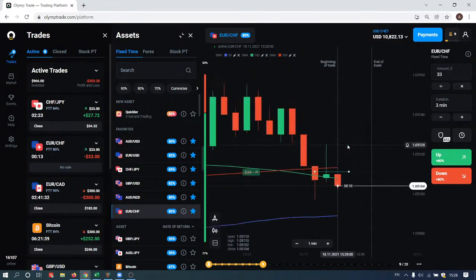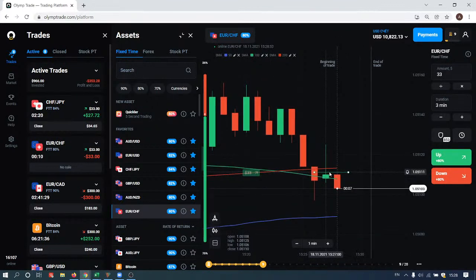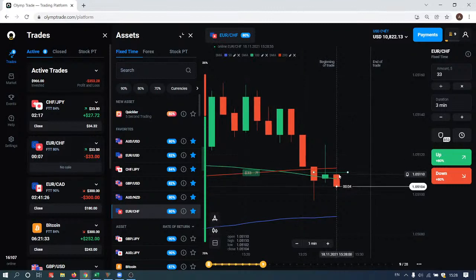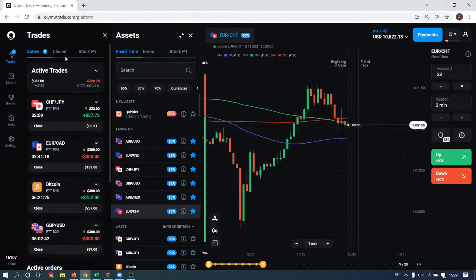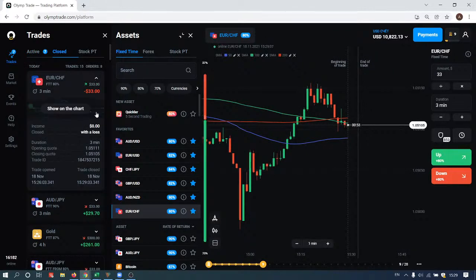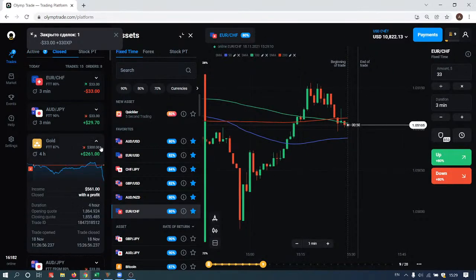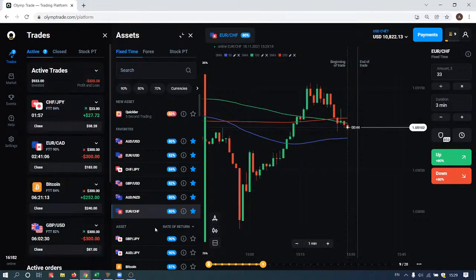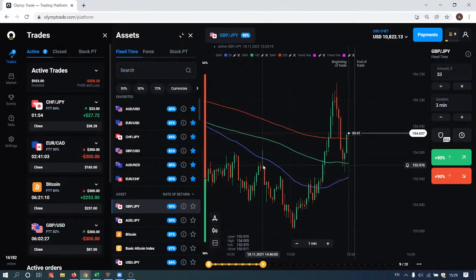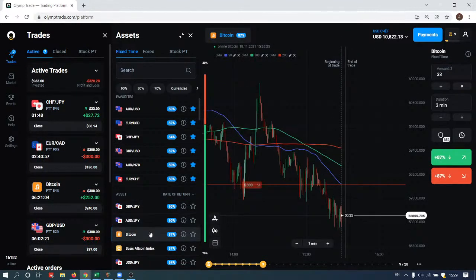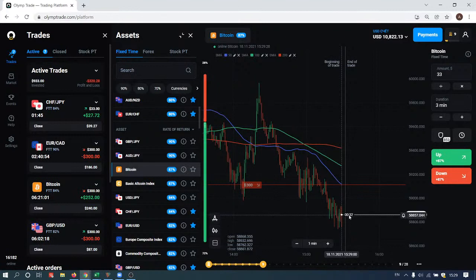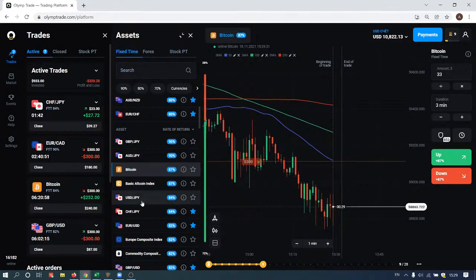So 15 seconds to go in this one. Euro CHF. 7 pips away, but that's quite a long distance for this asset. All right, so unfortunately not. My 4-hour trade on gold closed with a profit. Nice. It's always nice. All right. So under 59,000 on Bitcoin.